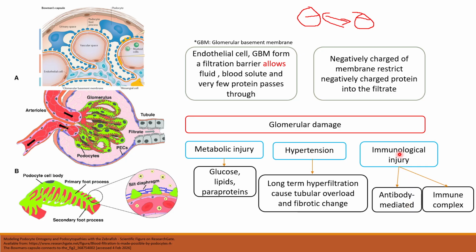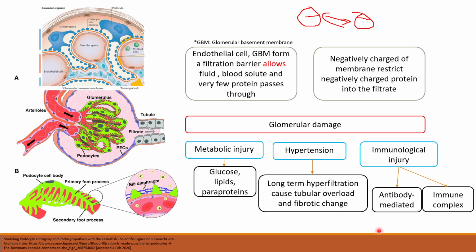There are two categories: antibody mediated or immune complex mediated. The antibody mediated one, for which I gave the example of anti-GBM antibody disease, is one example of antibody mediated glomerulonephritis. This works as the antibodies bind to the antigen on the cell surface, causing an inflammatory response and ultimately damage to the cell structures.